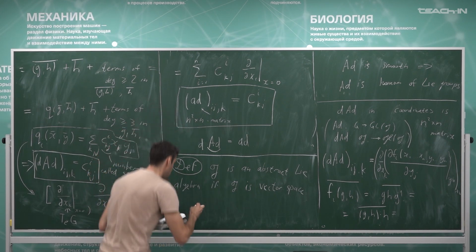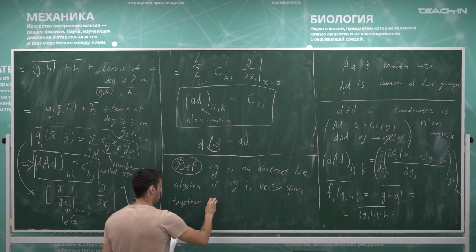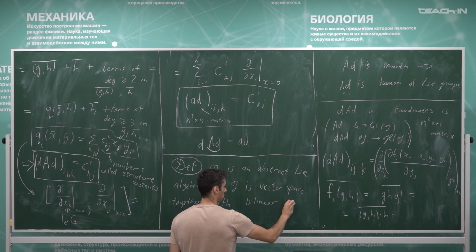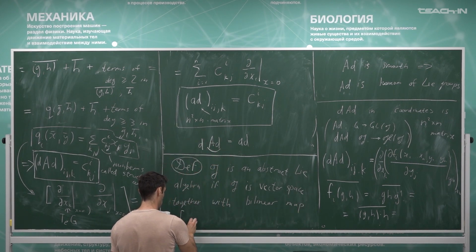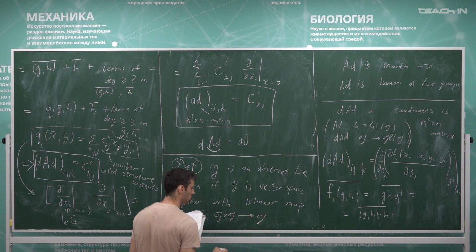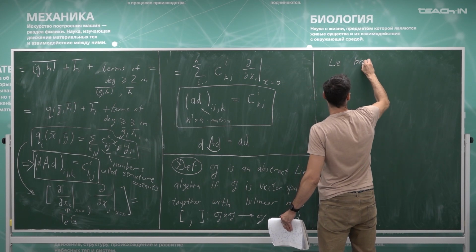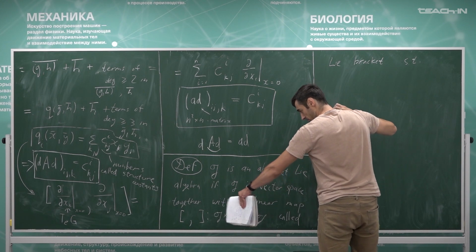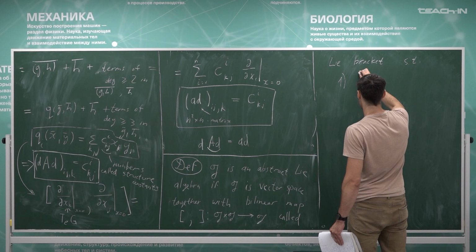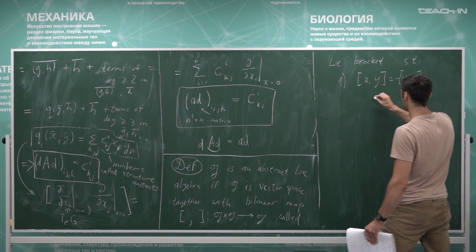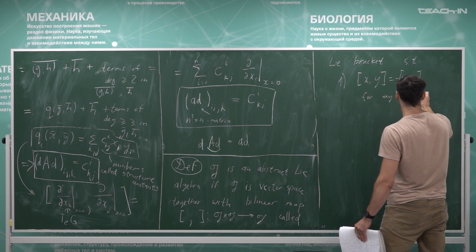And, well, together with a bilinear map, which is denoted as follows. This is a map from G times G to G, called the Lie bracket, such that the following properties are satisfied. First of all, it is antisymmetric, so for any x and y in G.